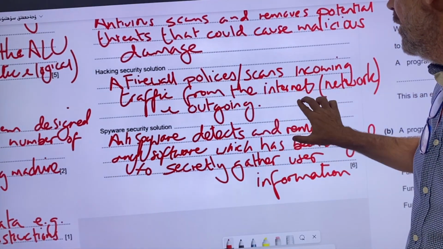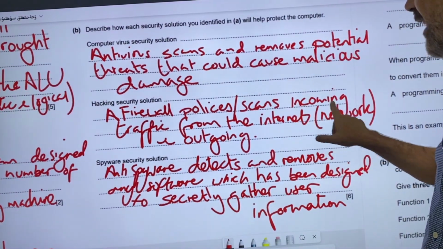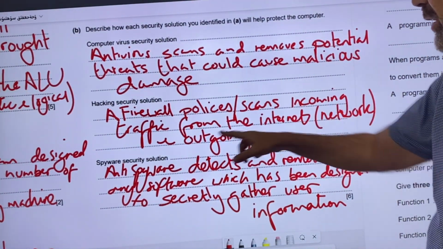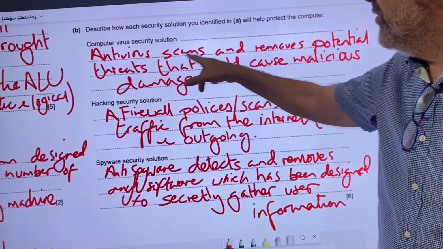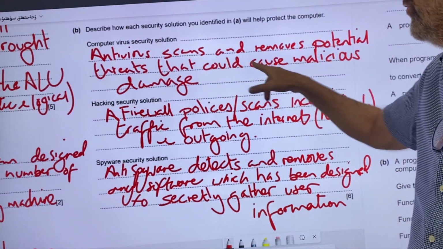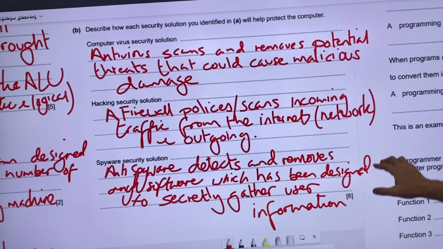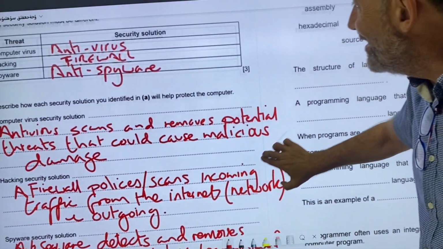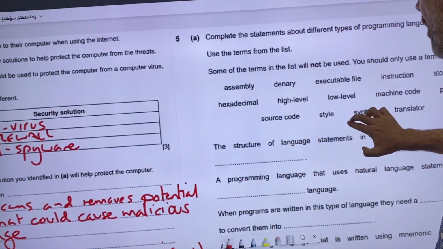A firewall polices, scans incoming traffic from the internet, network and outgoing traffic. Antivirus scans and removes potential threats that could cause malicious damage. Okay, so that is 6 marks plus 3 marks, 9 marks.